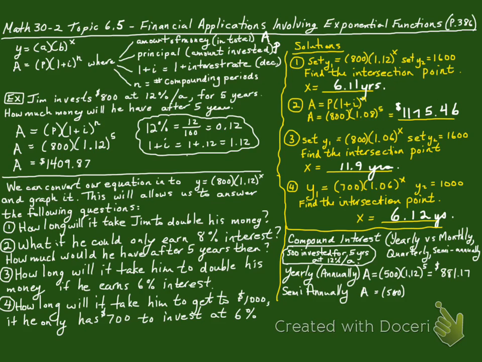For semi-annually, A will equal, the 500 doesn't change, but now our interest rate is only going to be 6% for half a year, but it's going to be compounded twice as often. So it's going to be 1.06 to the power of 10. And that'll be $895.42.